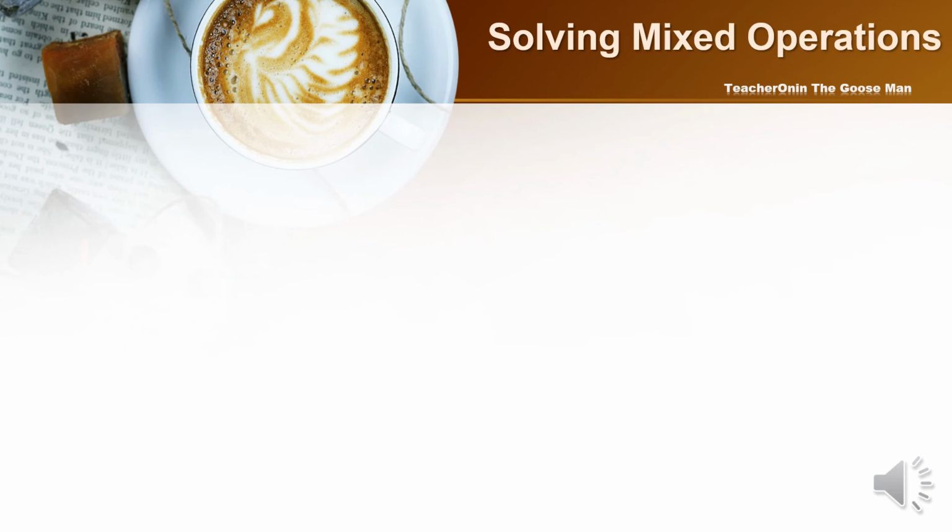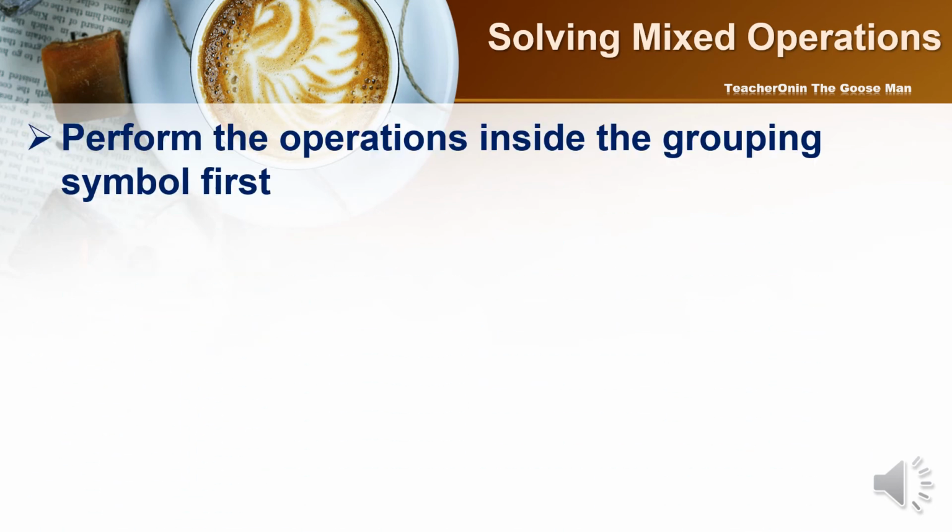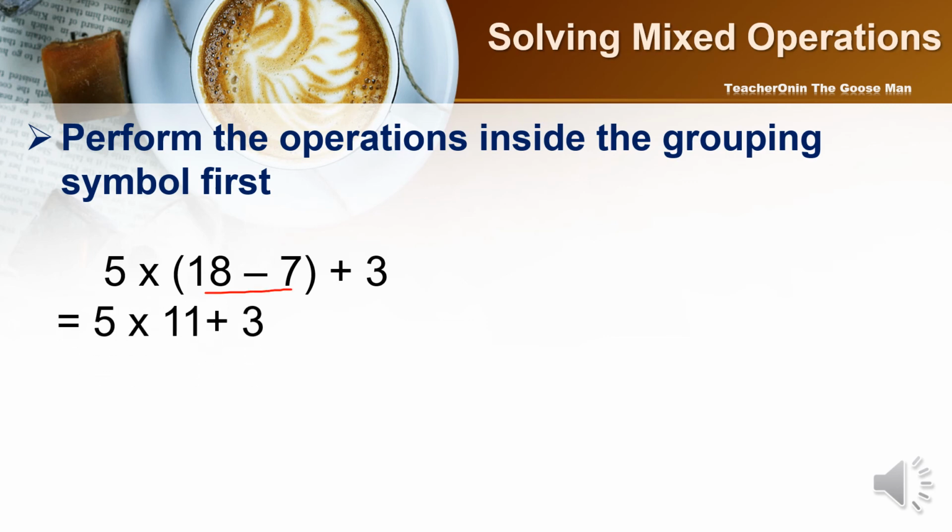Let's move on to the next rule. Perform the operation inside the grouping symbols first. So let's have this example, 5 times the difference of 18 and 7, plus 3. So I'll perform the operation first inside the grouping symbol. So I have here 18 minus 7, so that will give me 11. So I have now 5 times 11 plus 3. But I have multiplication first, so I have 5 times 11 will give me 55, plus 3. So the final answer is equal to 58.